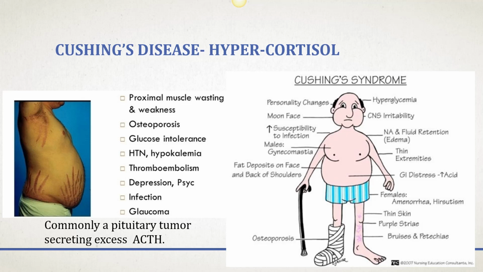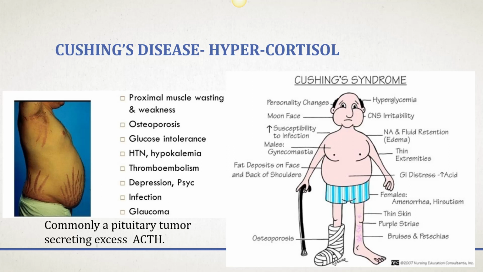One of the homeostatic imbalances associated with ACTH, or adrenocorticotropic hormone, is Cushing's disease. Cushing's disease is a fairly common disease, and it's due to hypersecretion of adrenocorticotropic hormone, which leads to hypercortisol, or too much cortisol floating around in the bloodstream. Commonly caused by a pituitary tumor that's secreting excess ACTH. But these are some of the symptoms.